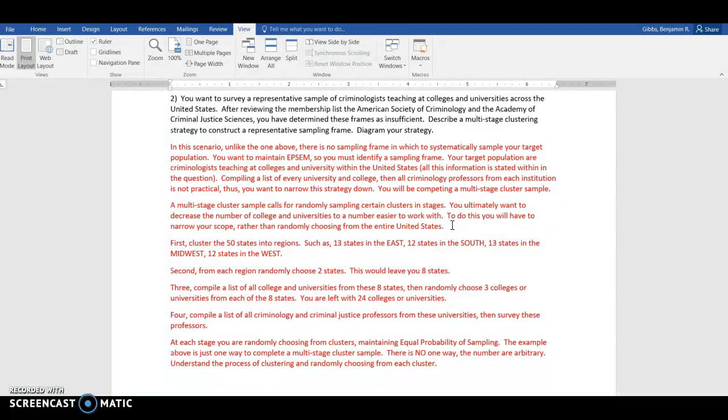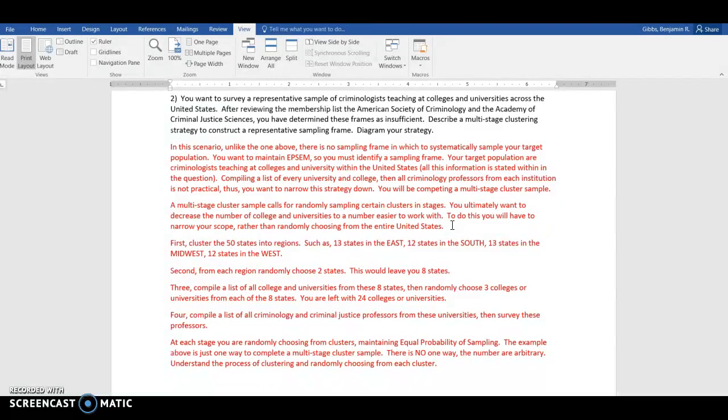And our target population is such that we are not going to be able to draw any particular sample with any degree of accuracy, meaning one that accurately represents the total population, all criminologists operating in the United States, without a sampling frame. So multi-stage cluster sampling is a method which still satisfies the equal probability of sampling method and is able to get us a workable list from which to gain our sample.